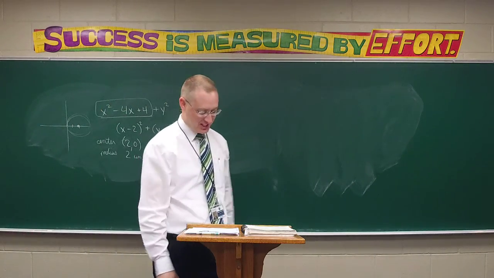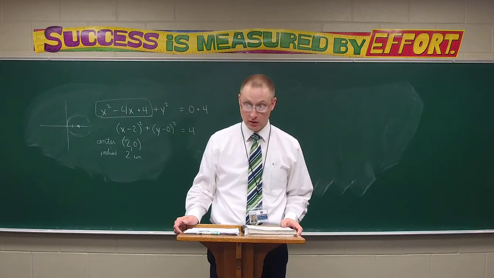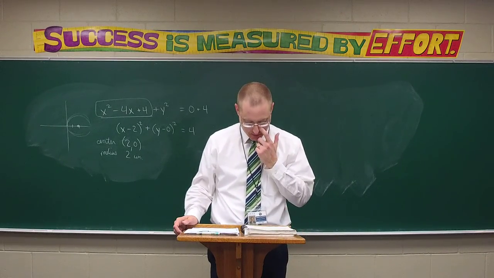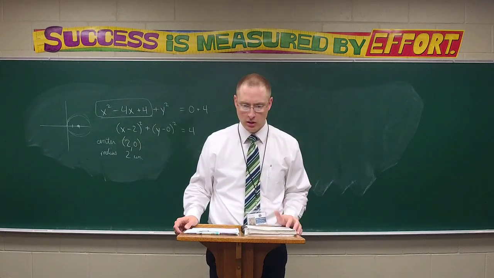All right, what'd you get for the center this time, Jamie? 1, 4. 1, 4. And for the radius, Quentin? 5. 5. We're going to go on that one?